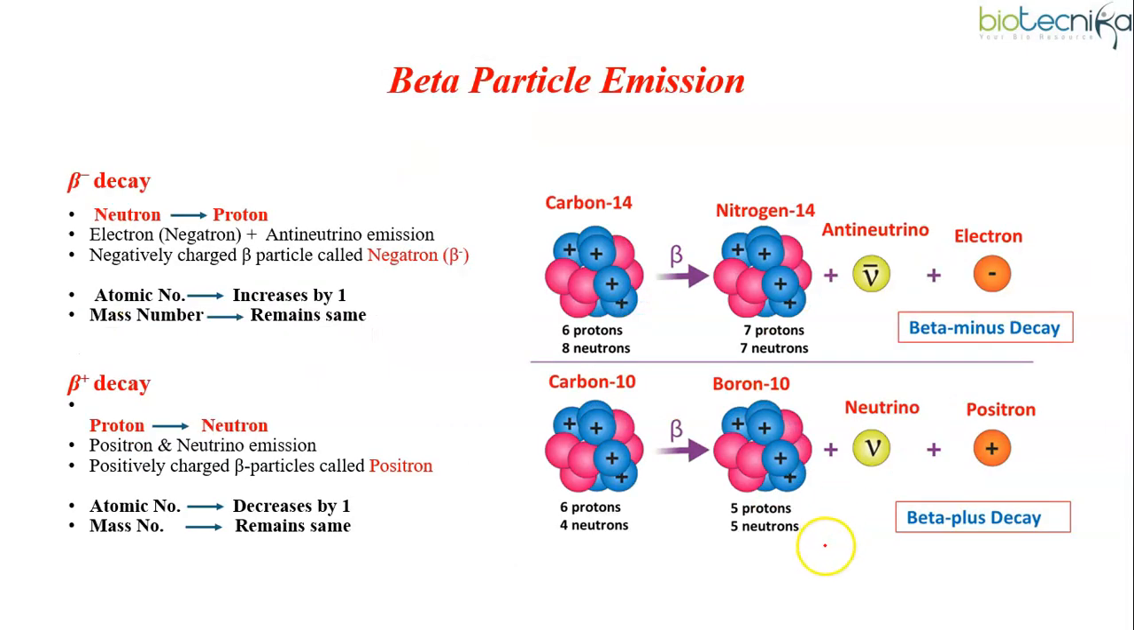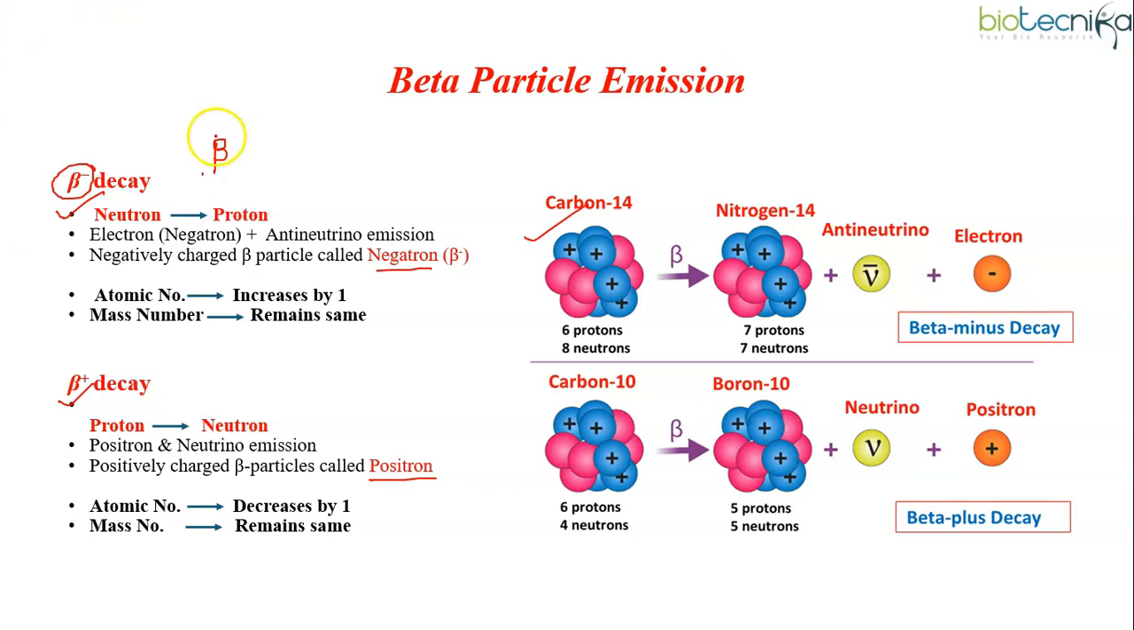Then beta particles are high energy, high speed electrons or positrons emitted by a certain type of radioactive nuclei like potassium-40, and I have quoted some more examples here. The production of beta particle is termed beta decay, and it is designated with the Greek letter beta as shown over here. Now there are two forms of beta decay, beta minus and beta plus, which respectively give rise to the electron, that is negatron, and the positron.